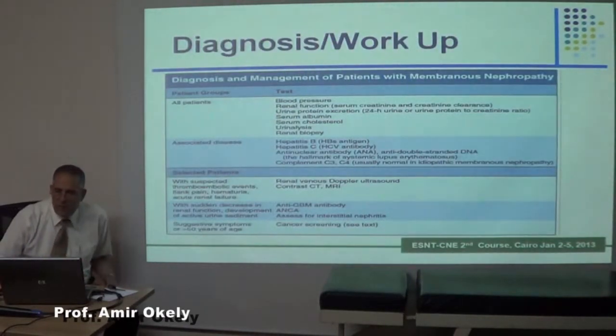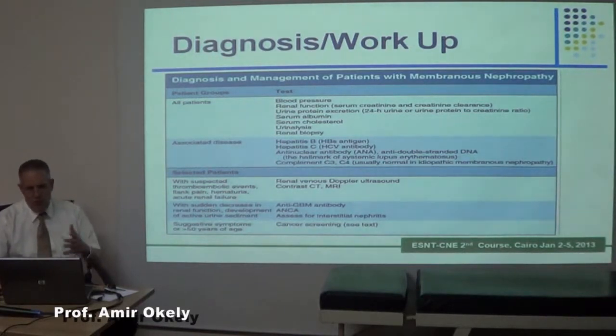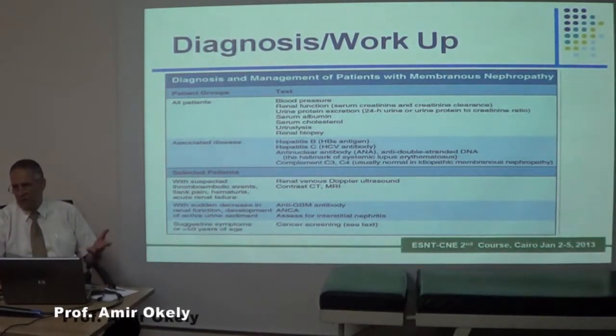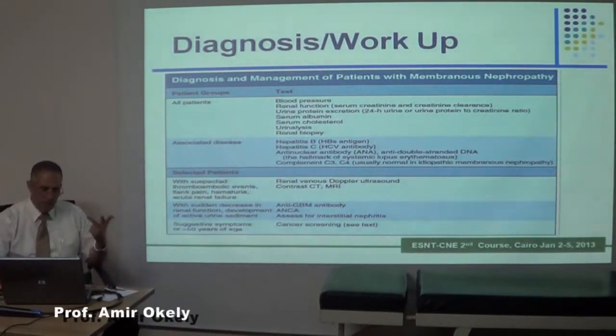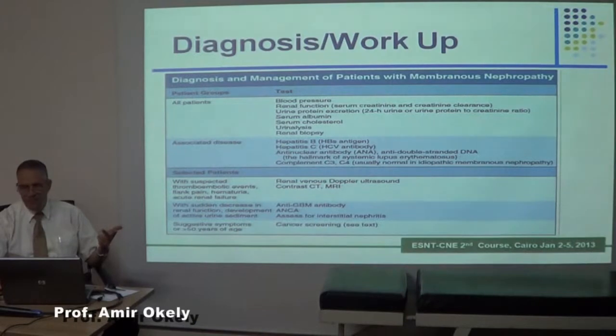What about the diagnosis and workup? It is more or less the same in all cases of nephrotic syndrome, but we usually stress that renal biopsy is mandatory, if we compare it to minimal change. We usually look for other etiology or a secondary cause for membranous nephropathy. So we usually ask for hepatitis B, hepatitis C, immunology screening, and complement C3 and C4.